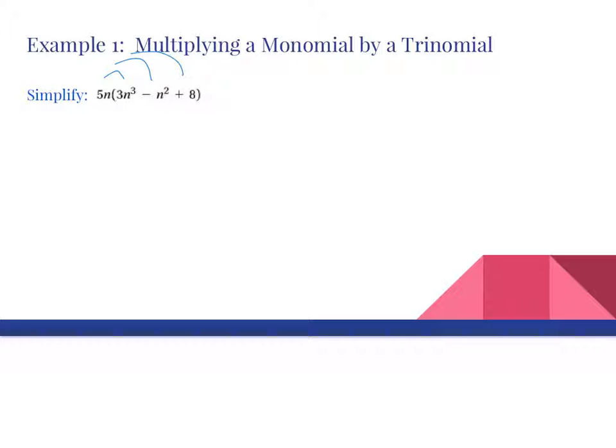So the way this will work is the 5n will multiply the 3n cubed. So I have 5n times 3n cubed. We know how to handle that, as we'll see. I will have 5n times minus n squared, and then I will distribute the 5n to the 8.